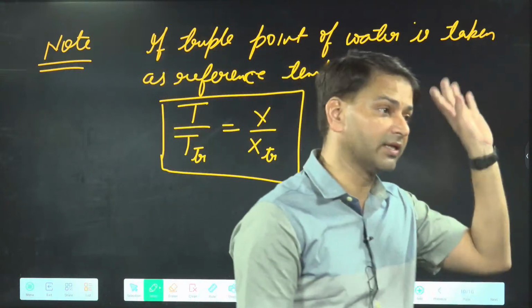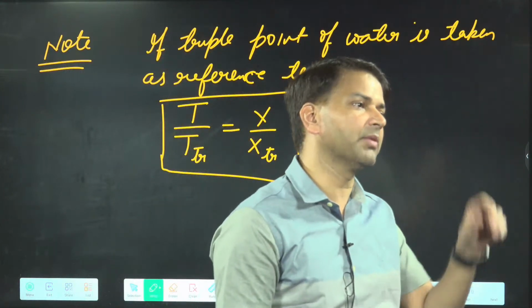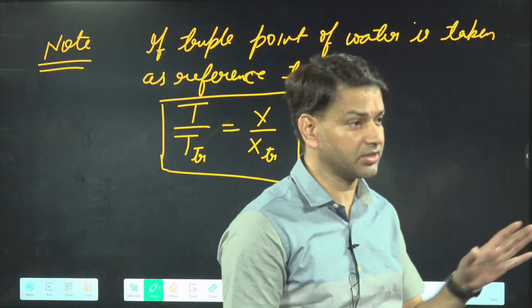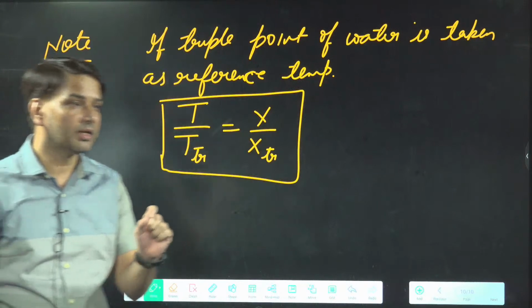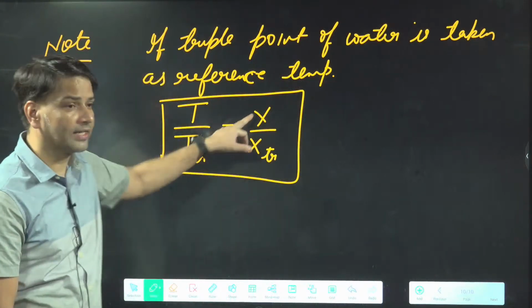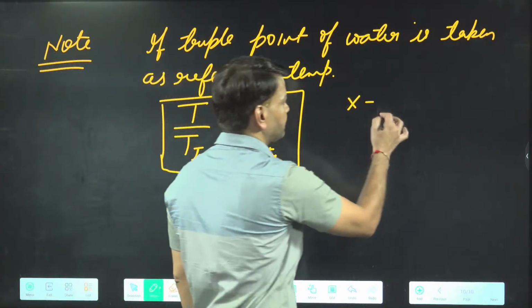That may be what I said in the first class. Thermometric property may be pressure, may be volume, may be resistance. They can use any thermometric property, the property that changes with temperature. So X is here what? Thermometric property.